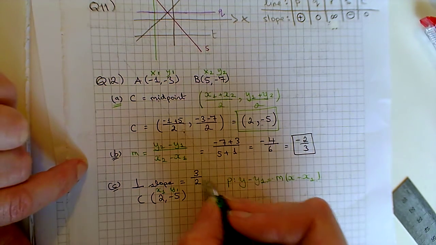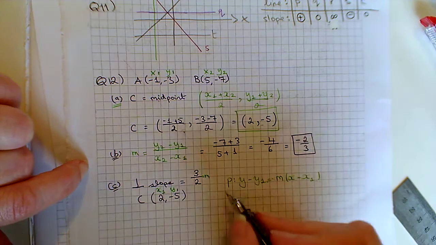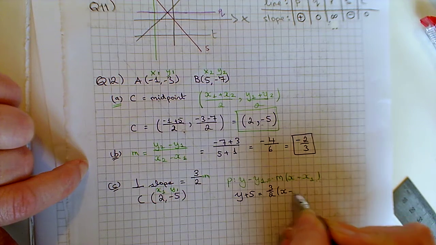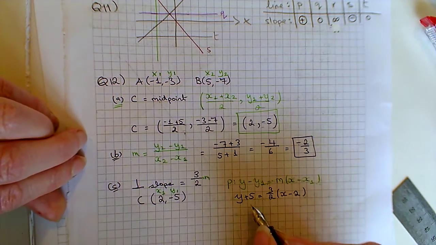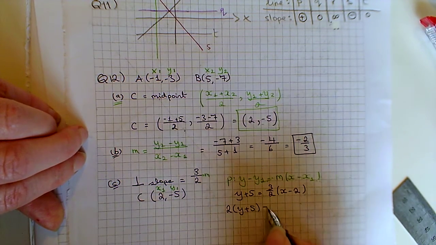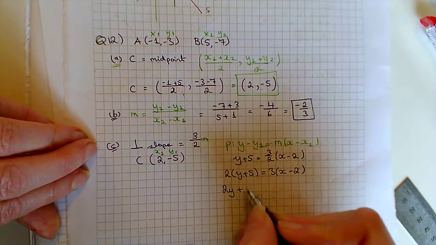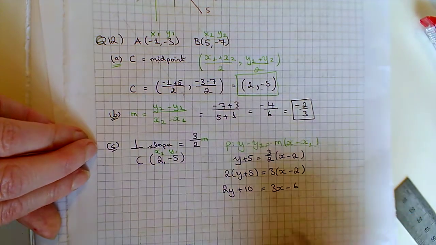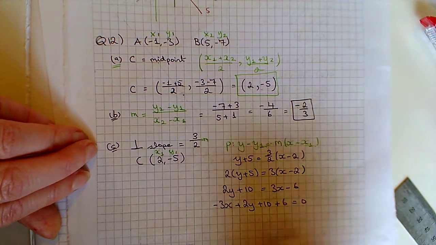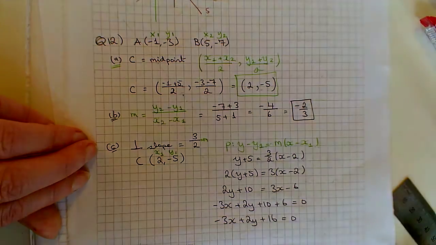They said it goes through C, not through A. And my slope, my m value, is the perpendicular slope. So I fill into this formula, y minus y1 equals m times x minus x1. Remember again, when you take away a negative, it becomes positive. I multiply the y side by 2, and I multiply the x side by 3, giving me 2y plus 10 equal to 3x minus 6. Bring everything to one side, minus 3x plus 2y plus 10 plus 6 equal to 0. Tidy that up, and then I need to change the signs.